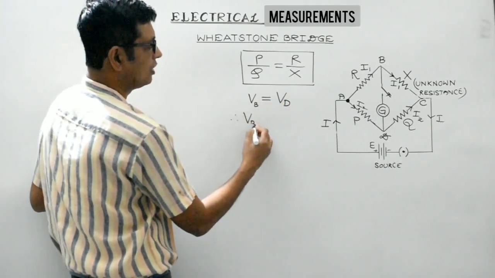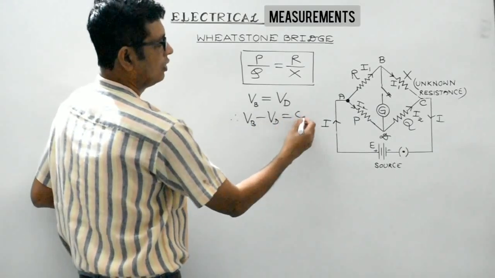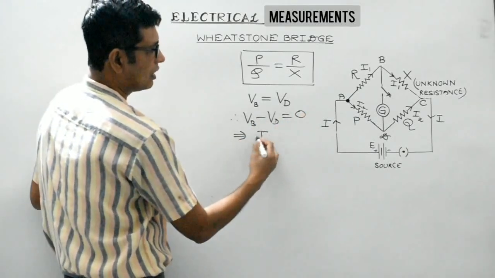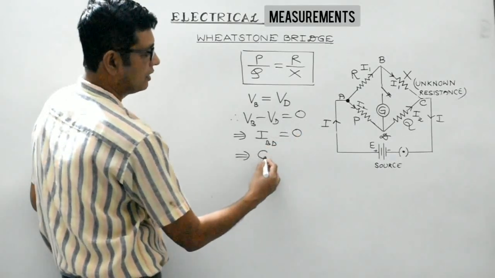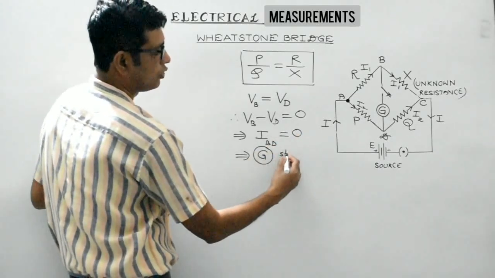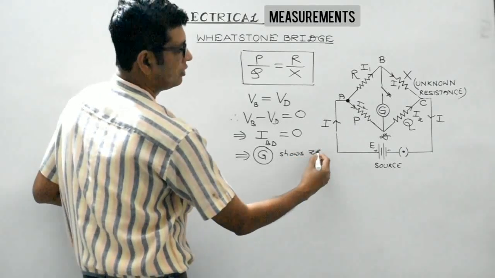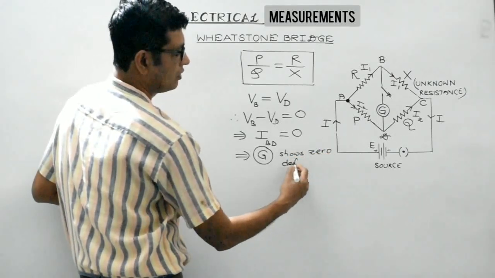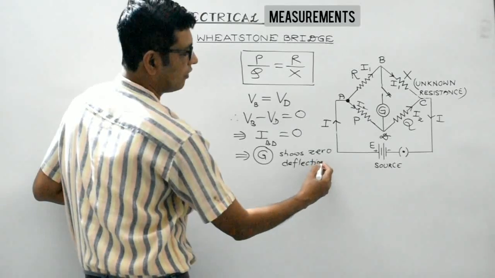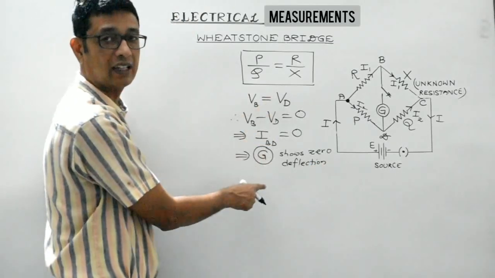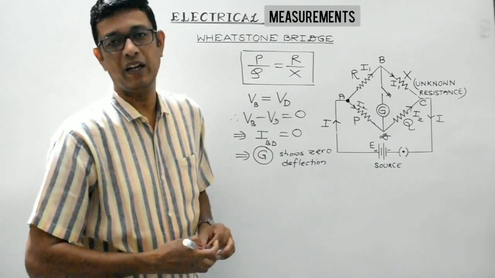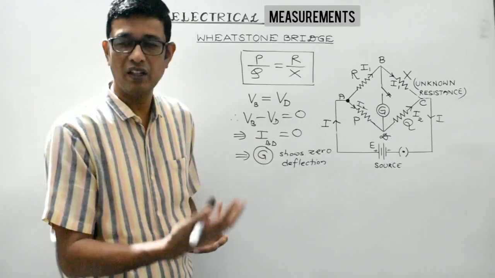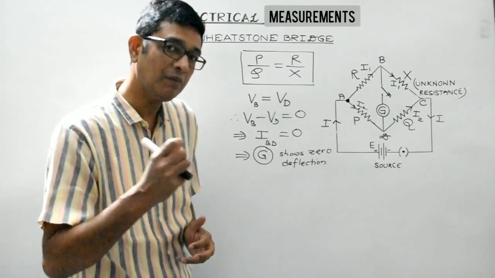Therefore, potential difference is zero, which implies that current flowing through the branch BD is zero, which further implies that the galvanometer shows zero deflection. It won't show any sort of deflection. So when these conditions are satisfied, then it is found that P by Q is equal to R by S. And this is the case when the bridge is said to be balanced.